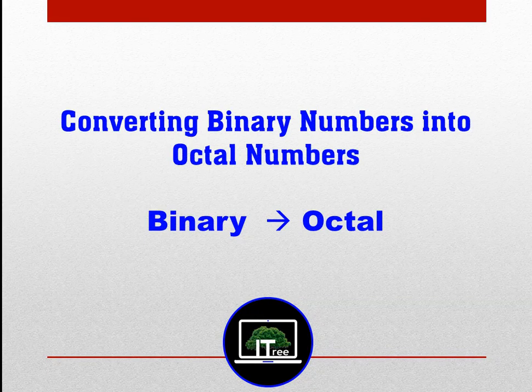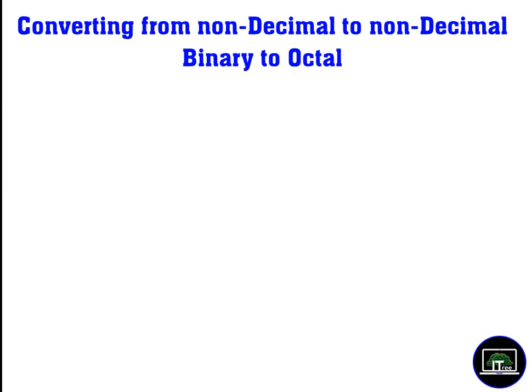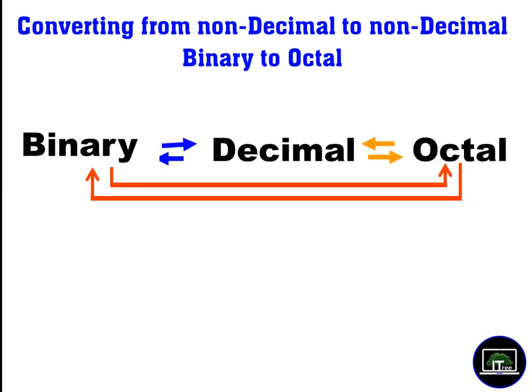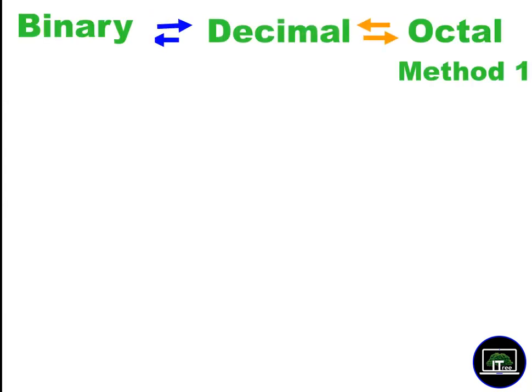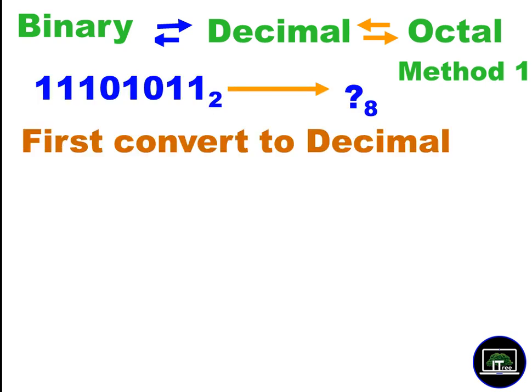First, we'll look at how you can convert a binary number into octal. This is a very simple method. First method: you convert to decimal, then you convert to octal. We'll look at how we can do that. In the first method, you are converting the binary number into octal through decimal. It's a very simple one.